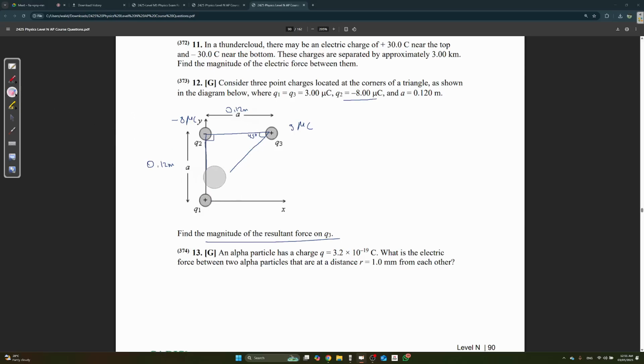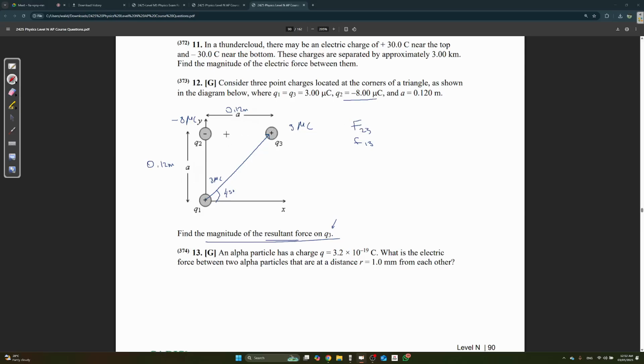So right now, let's connect these like this. And we're going to put 45 degrees over here. This is 3 microcoulombs. Okay, so what do we know here? We want to find the magnitude of the resultant force on Q3. So what are the forces acting on Q3? Always look at the charges beside it. On Q3, we have a negative and a positive over here. So we have the force of 2 on 3, and the force of 1 on 3, right? So 2 on 3 and 1 on 3.